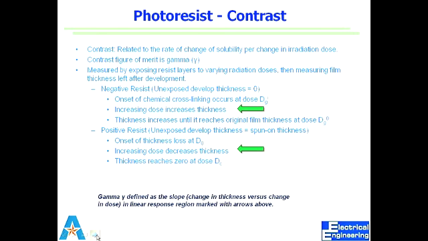In case of negative resist, this change occurs from top to bottom. So this thickness increases as the dose increases, right? So these are two ways of looking at it. And at the complete dose, this thickness in case of positive resist gets to 0. In case of negative resist, it reaches the whole thickness of the resist.